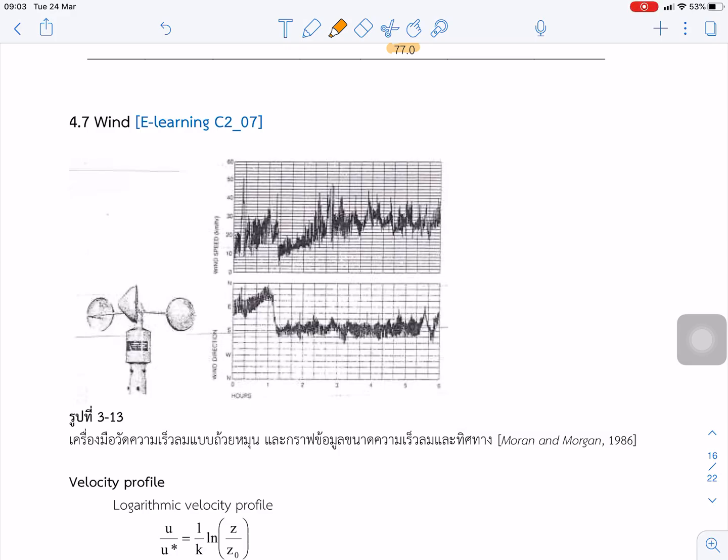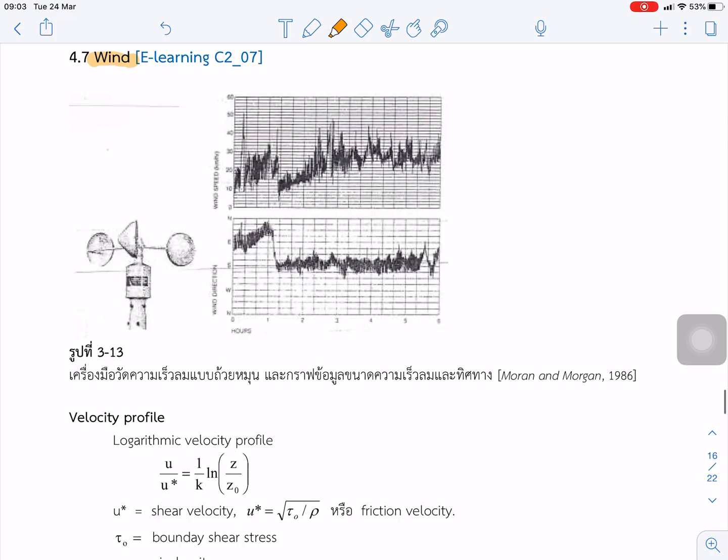The fifth part of lecture number 4 is about wind. This figure shows the instrument to measure the wind, and this graph shows the relationship between time and the wind direction and wind speed. You can see the fluctuation of the wind speed, and even in the same day, at different hours, the direction of the wind can change.